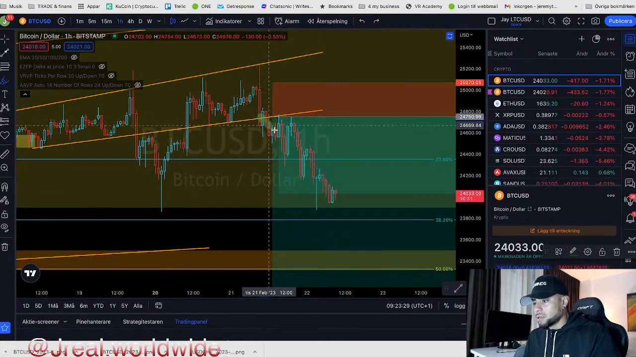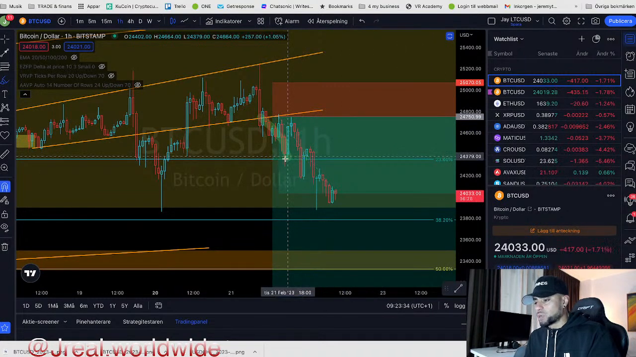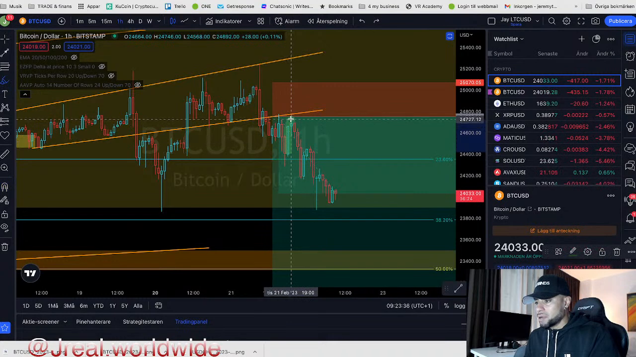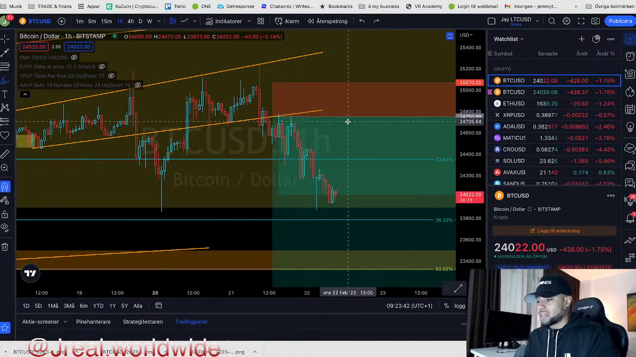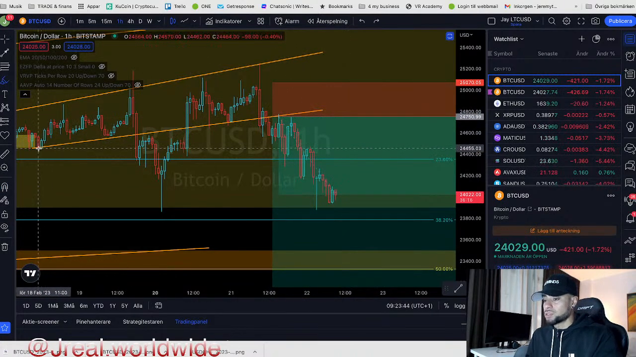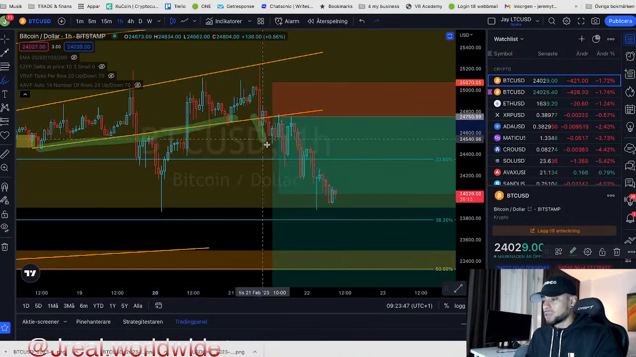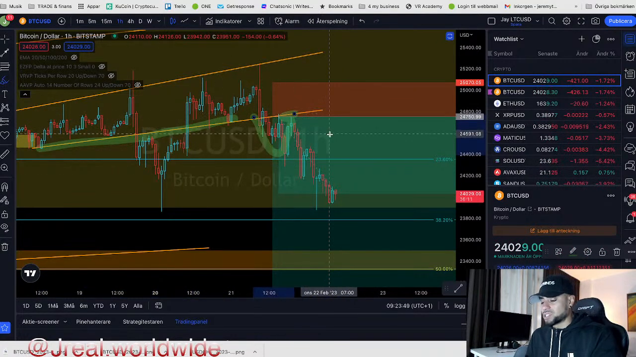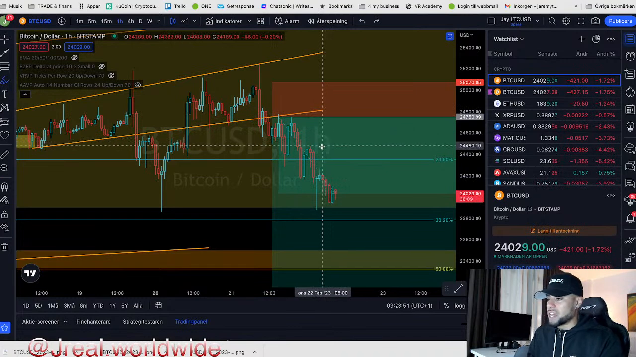And we bounced off the 23.6 Fibonacci retracement, came back up and retested for a second time this structure as resistance. So this trend as resistance. It was acting as support all the way here, broke out, came back, retested it as resistance. That was our cue to enter.